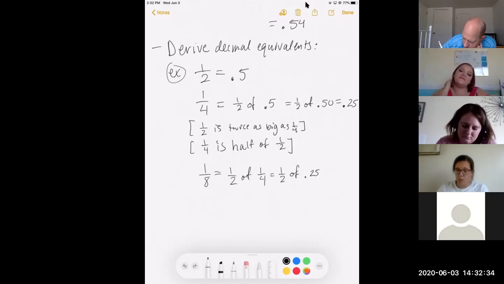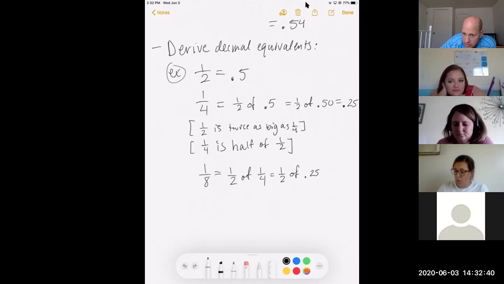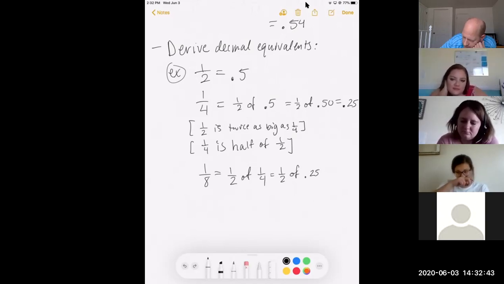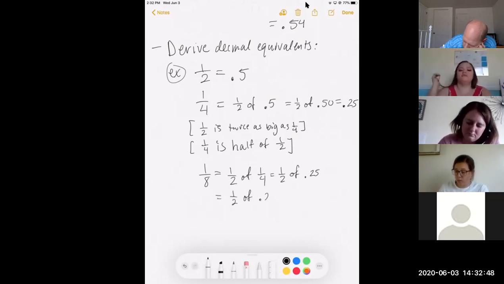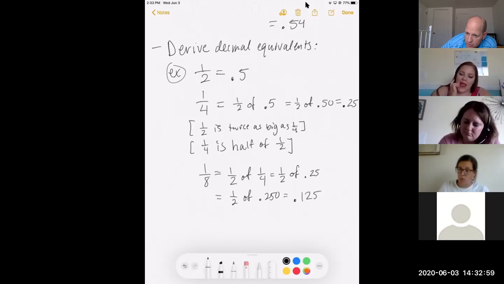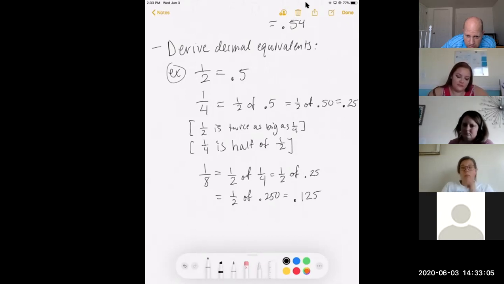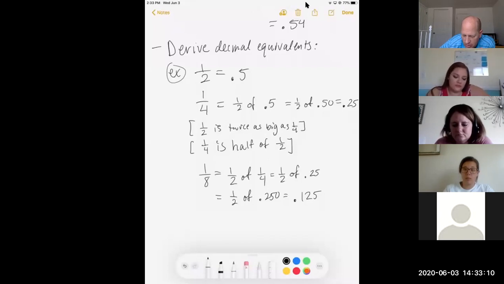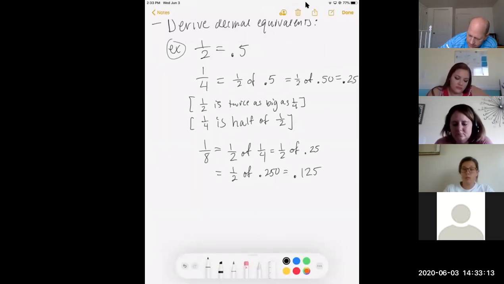So 1/8 is 1/2 of 1/4. And 1/4 we know was 0.25. So I need to know 1/2 of 0.25. That equals 1/2 of 0.250, if you want to add on the 0 again so you can take 1/2 of it evenly, we can get 0.125. 1/2 of 25 is 12.5, so that might help you as well. But I think go back to whole numbers a little bit. So you can derive decimal equivalents by knowing some simple ones and then getting to the trickier ones.